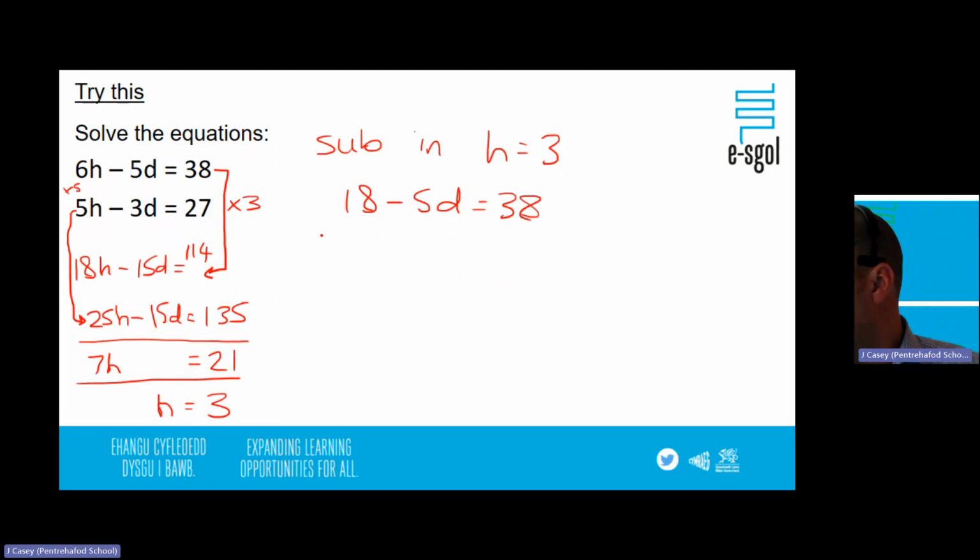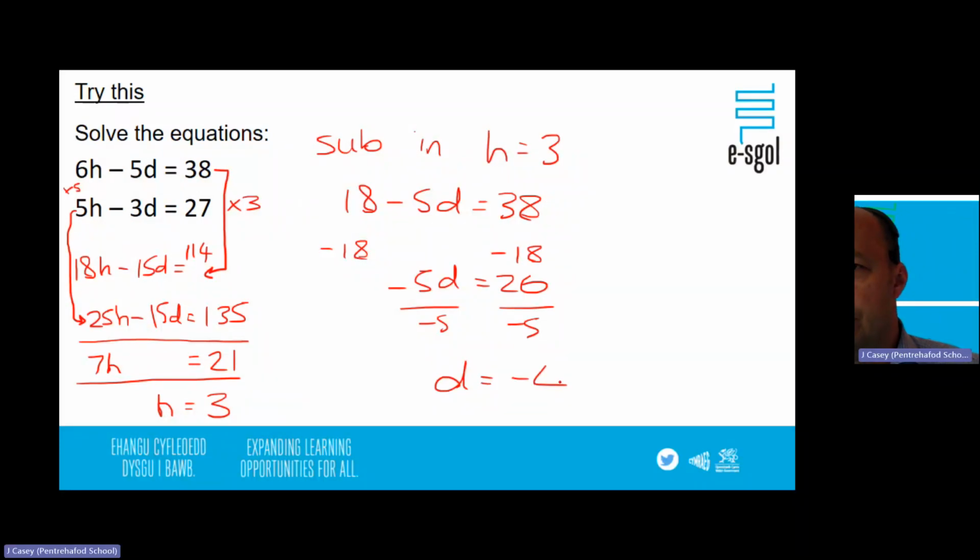I'm going to take away 18 from both sides. So take away 18 there, take away 18 there. Now be careful now, because this minus 5d is part of the equation. So that minus has got to stay. That minus 5d equal to 20. Divide both sides by minus 5, divide by minus 5, and then the answer is going to be a negative 4, so minus 4. So just be careful with the negatives there. I think there's a chance to miss that minus out, and then you'd have the answer wrong.